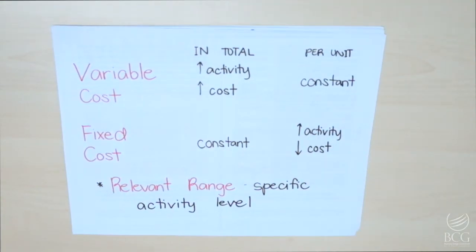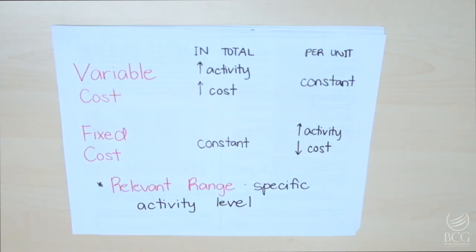So as mentioned earlier, an example of a cost object would be an activity, which is an event or a task that has a purpose. So when it comes to total variable costs, they change depending on the level of activity. So as the activity increases, the cost increases as well. However, the unit variable cost will remain the same.